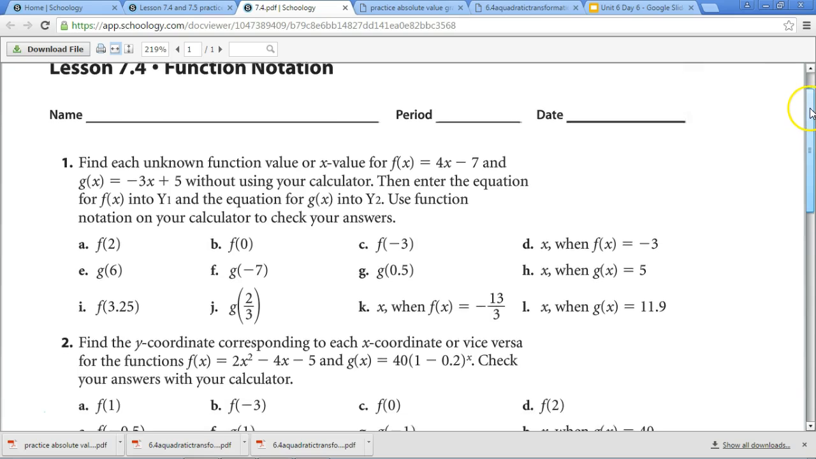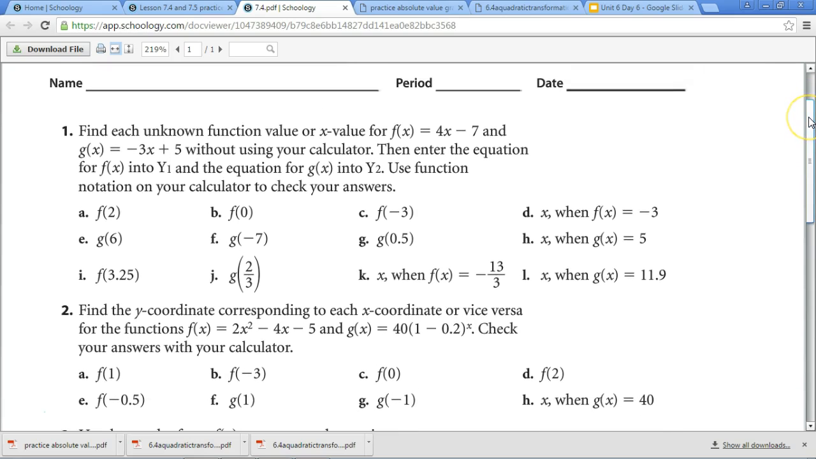All right, function notation. I noticed a lot of you guys were struggling with this on the test. As you can see here, it says to find the value without using your calculator, but you can always check your calculator by entering the function into the y equals and then checking the table. But I have to let you know right now, on the test, you will not be able to use your calculator. They want to make sure you can do it.